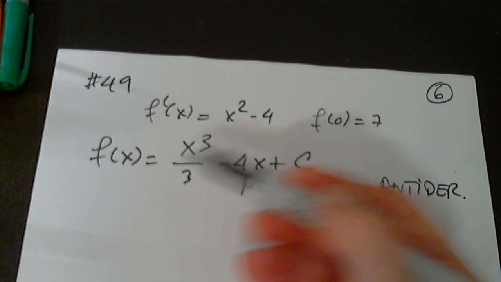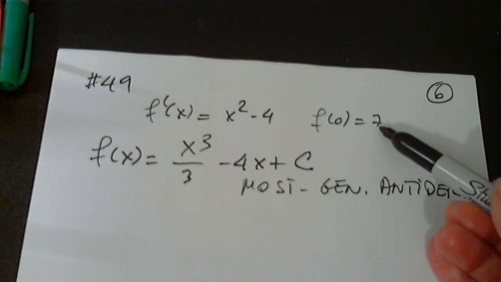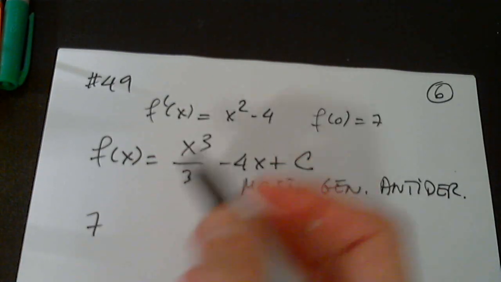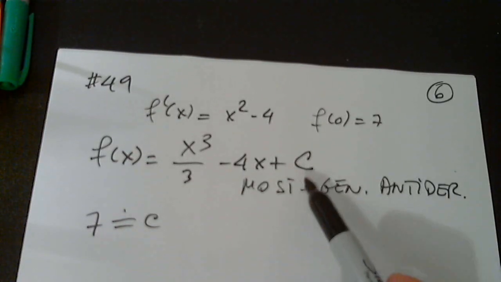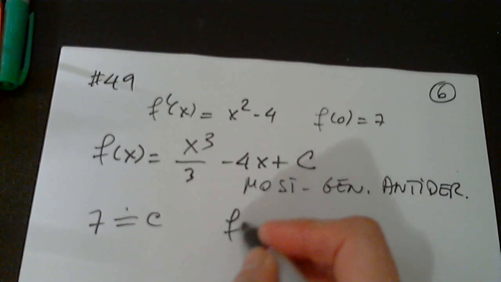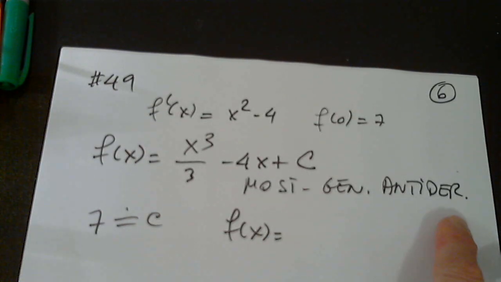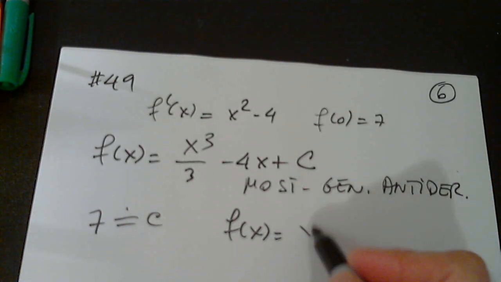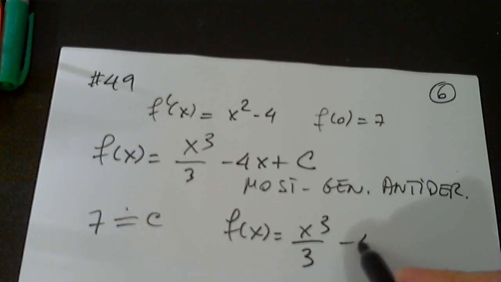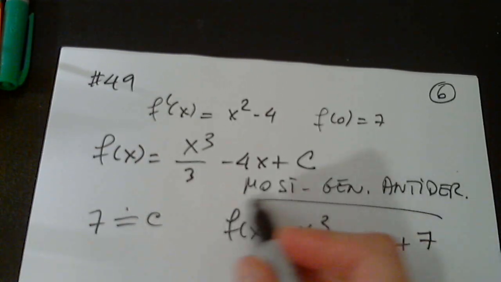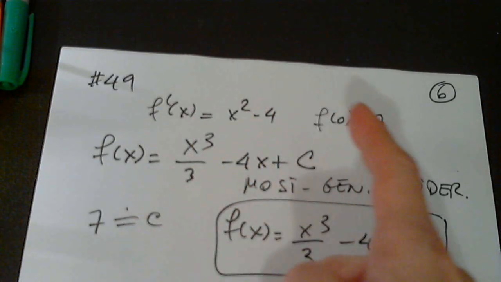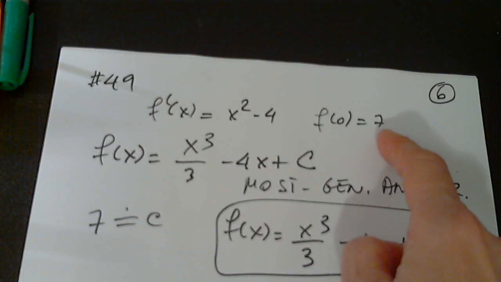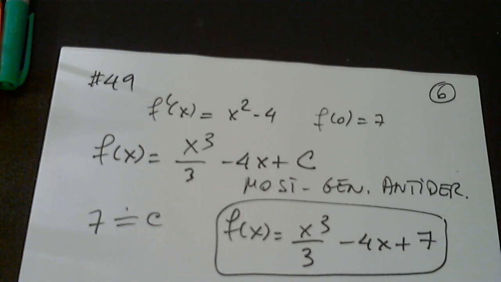But now when I plug in 0 for x and 7 for y, 0 plus c equals 7, then I determine the constant, and now I have a unique function. Not the most general antiderivative, but just one, x to the third over 3 minus 4x plus 7. So this is the only function that has this derivative and passes through the point (0, 7). There is no other.